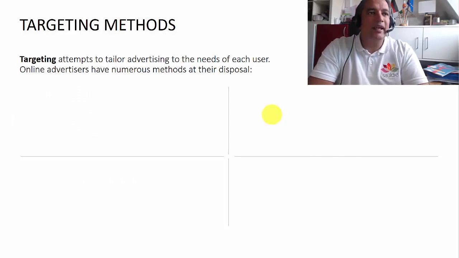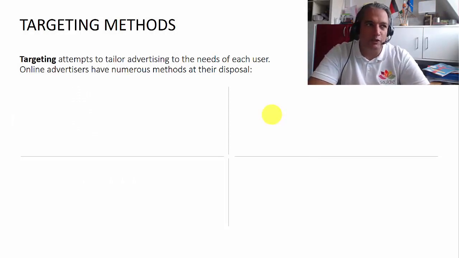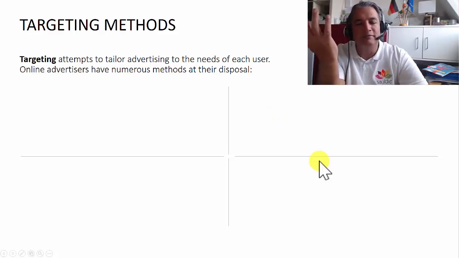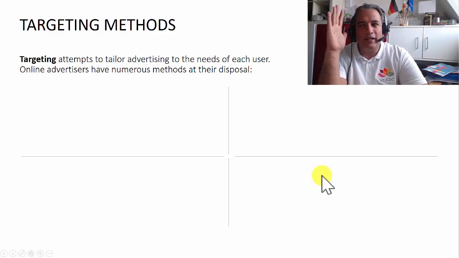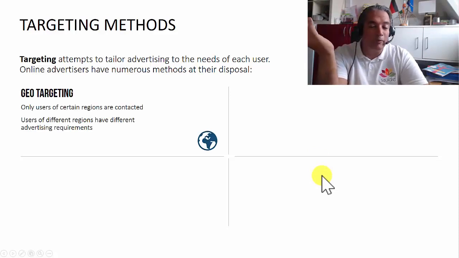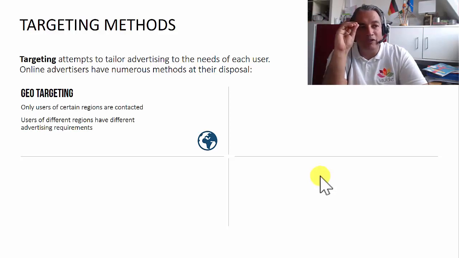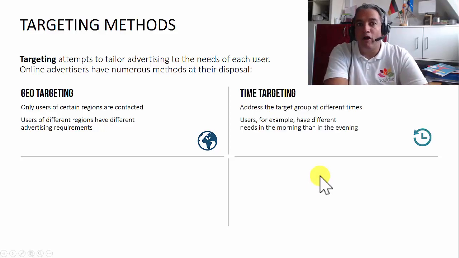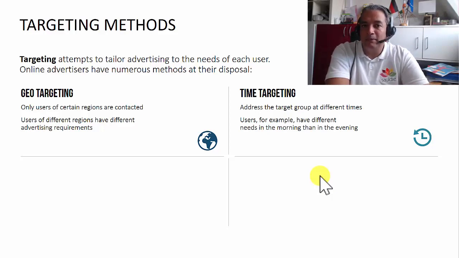Targeting. Targeting attempts to tailor advertising to the needs of each user. That means we should stop thinking about, oh, everything fits for all. So, for example, when we have the data, it would be interesting to define geo-targeting. For example, we send certain offers only to a certain region or time. We address the target group at different times, and we find out that some people need our information in the morning, some in the evening. For example, more leisure and fun is evening, and information for business could be in the morning.